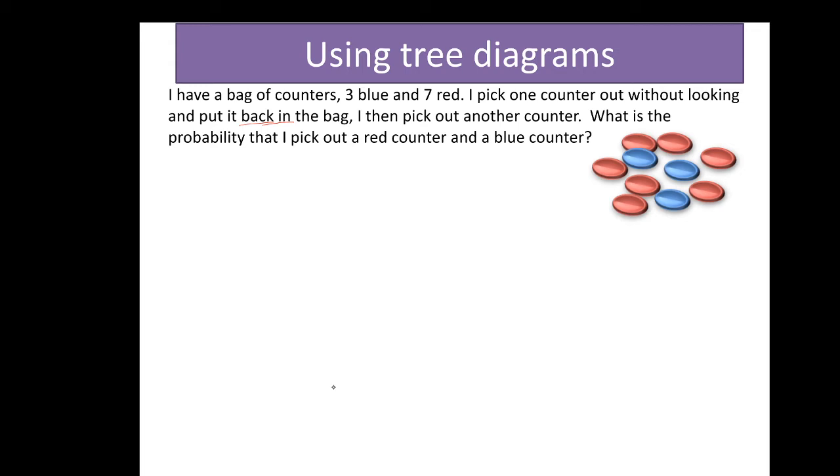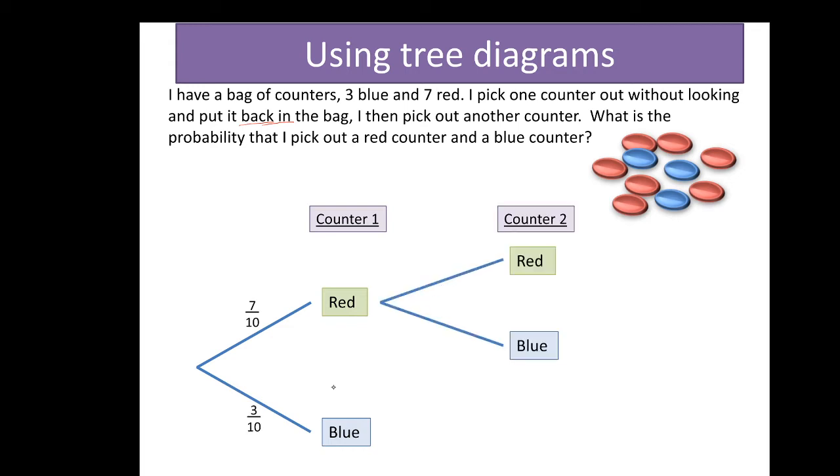Okay, I then pick out another counter. What is the probability I pick out a red counter and a blue counter? Okay, so first time I pick out, I have 2 options that it could be. So my first event, counter 1, it could have been red or it could have been blue. Now, the probability that it is red, well, there are 7 red counters out of 10 counters in the bag. So that's 7/10. And then there are 3 blue counters out of the 10.